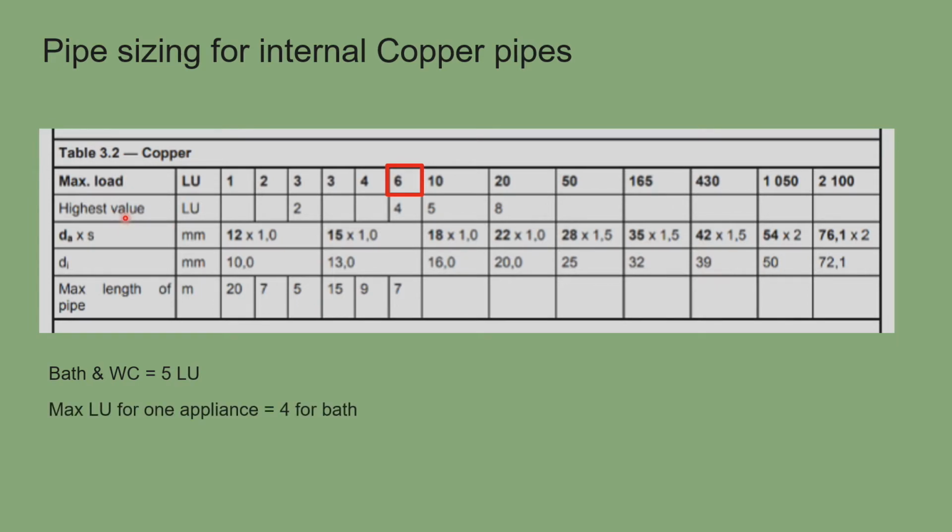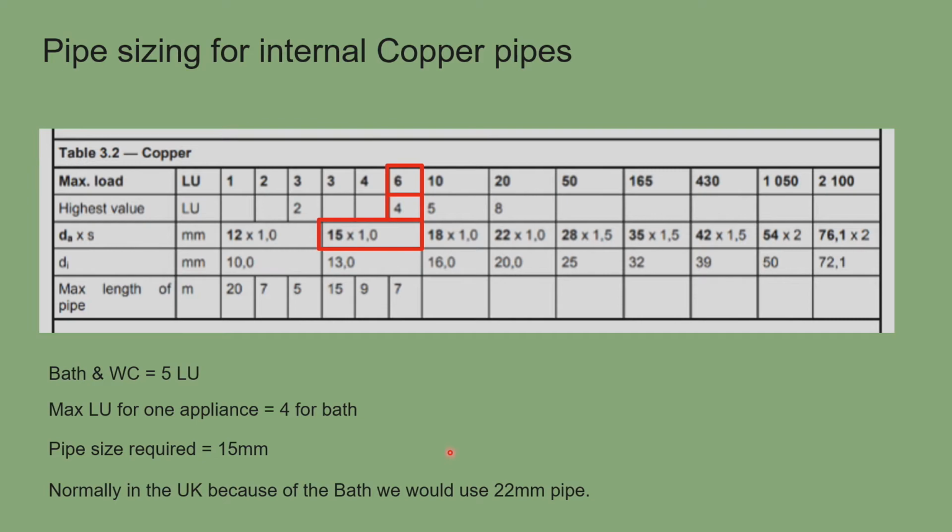Now, this column here kicks in, highest value. So the highest value that we have is the bath, which has 4 loading units. So we can go along this line. Luckily, that is 4 loading units, so we can use this. So we can use 15 mil pipe to supply water to both the bath and the WC without any problems. Now, so we've got our 15 in there. Bath taps, as most plumbers will know, they have a 22 mil connection.